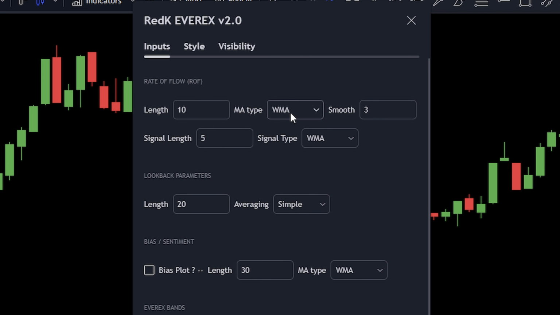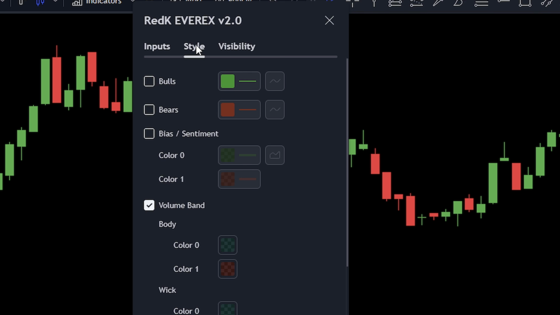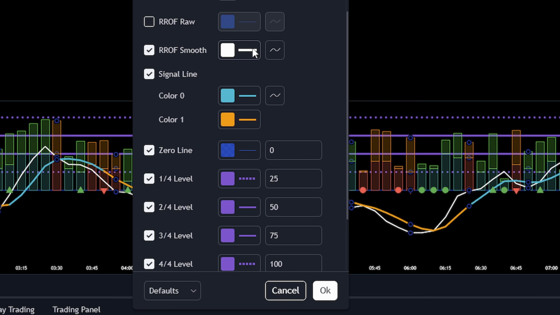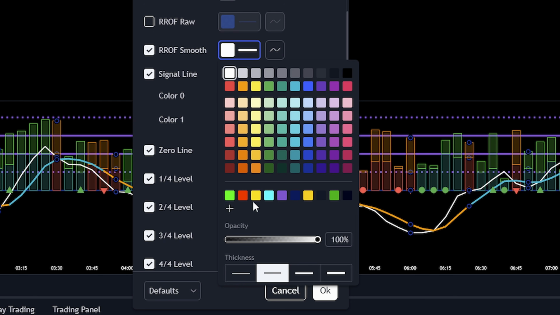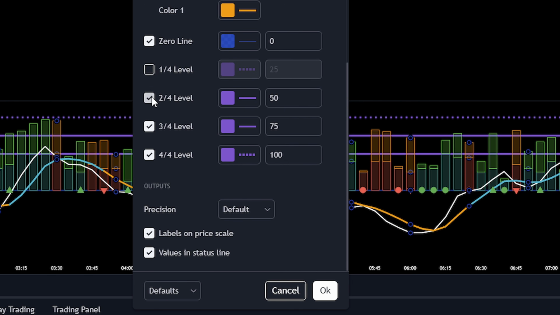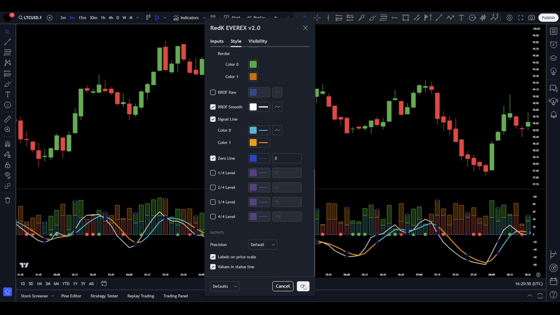Keep the length at its default value, but change the moving average type from WMA to EMA. Leave all other settings as they are. Next, go to the Style tab, locate Prof Smooth, set the opacity to 100%, increase the thickness to the second option, and change the color to white. This adjustment enhances the line's visibility, making it easier to spot trade entries. Once that's done, click OK.